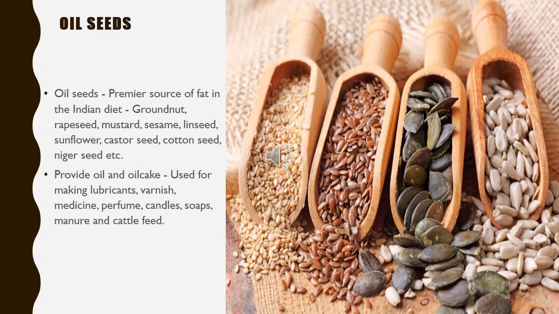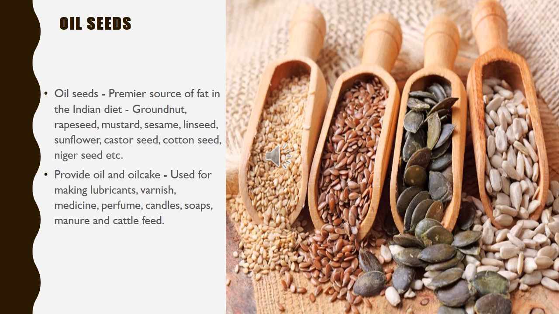So we get fat only through these oilseeds. That is from crops like groundnut, rapeseed, mustard, sesame, linseed, sunflower, castor seed, cottonseed, niger seed, etc. So from which plants do we get oil? From groundnut, then also from coconut, then cottonseed, castor seed.